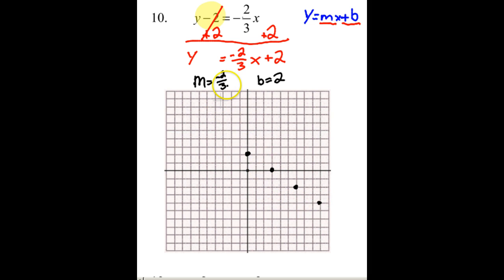Don't forget that this is also the same as +2 over -3. You can put the negative on the top or bottom. So I could also go up 2, left 3. Up 2, left 3. And you see how it still lines up on the perfectly straight line. Use your straight edge. There you go.